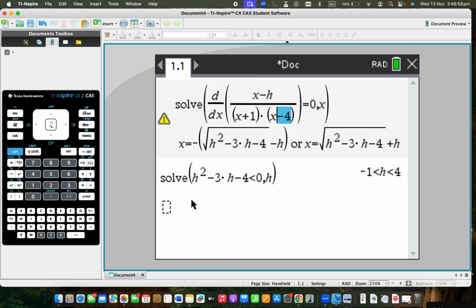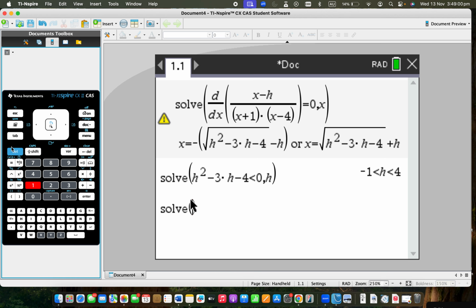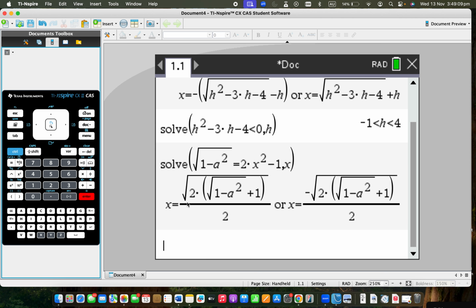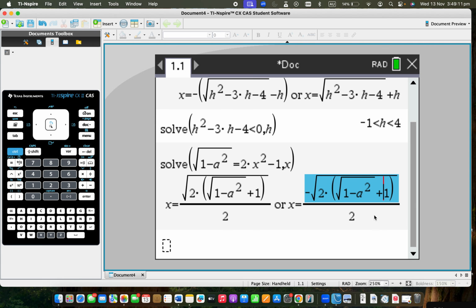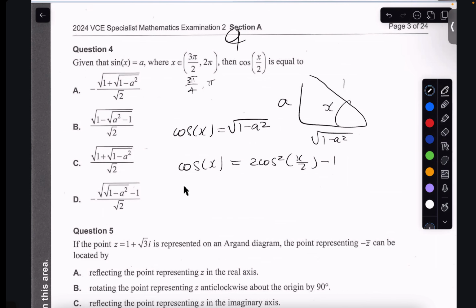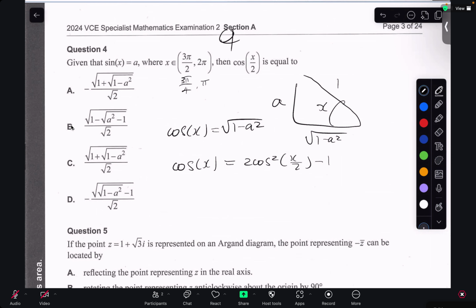So let's solve. Cos x, which was the square root of 1 minus a squared, is equal to 2 cos squared x over 2 minus 1. Okay, and it's the negative, so it's this one, which is the negative. So this, you can take out a square root, and then it will make over root 2 if you simplify that. So we don't care about that. It's just negative 1 plus square root, which is a.